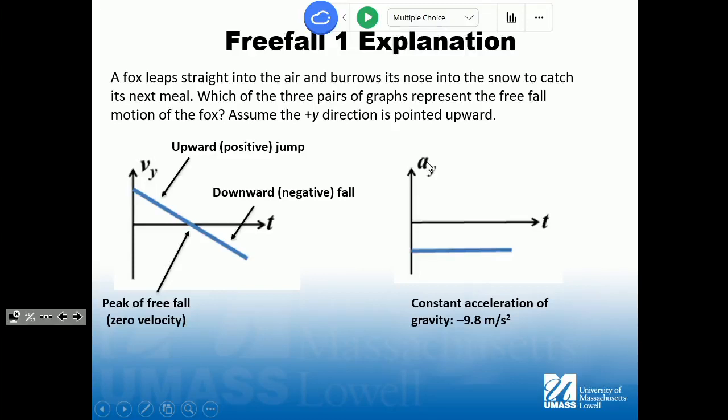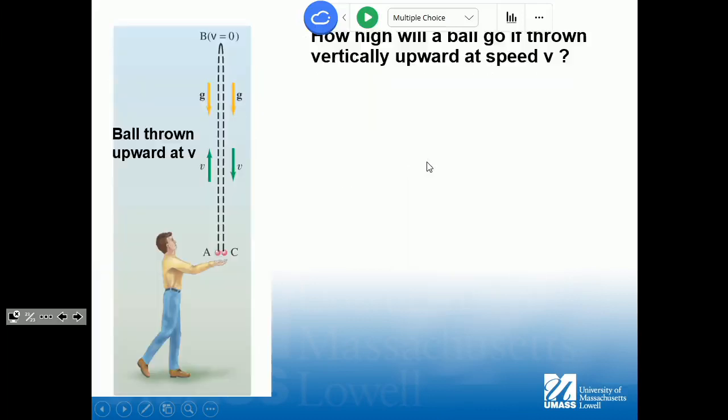Correct? Then it falls back down, and as it falls back down, its velocity becomes more and more negative. So it's moving faster in the negative direction. Right? That's what that line is. And it has to be a straight line. This is motion at constant acceleration. So V versus T will be a straight line. Okay? And A is just the slope of that line, which is minus 9.8 meters per second squared. Okay.